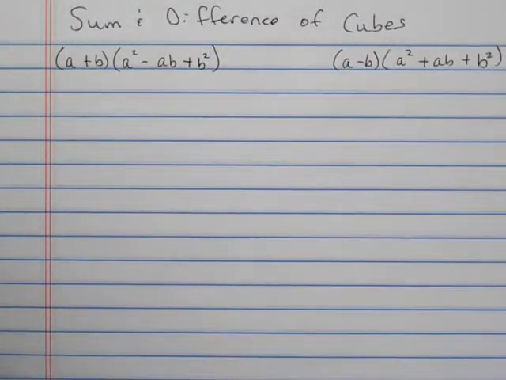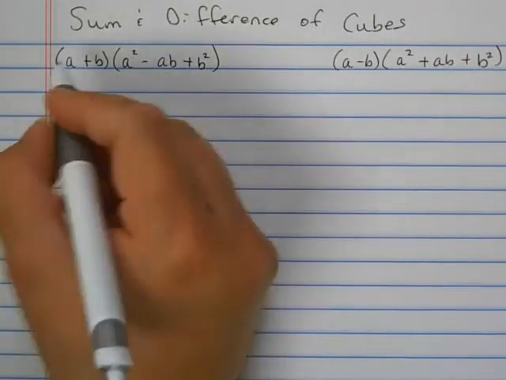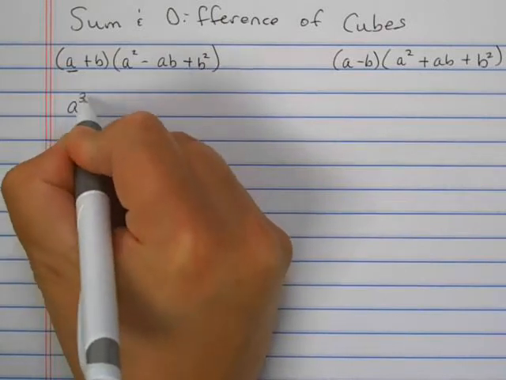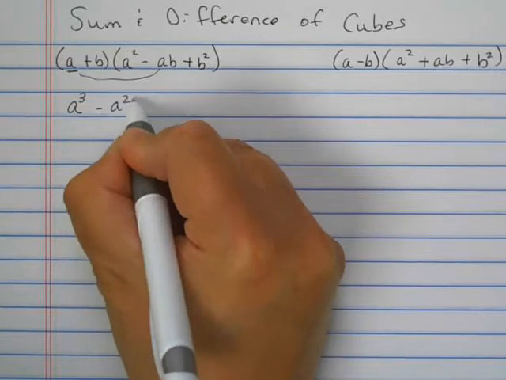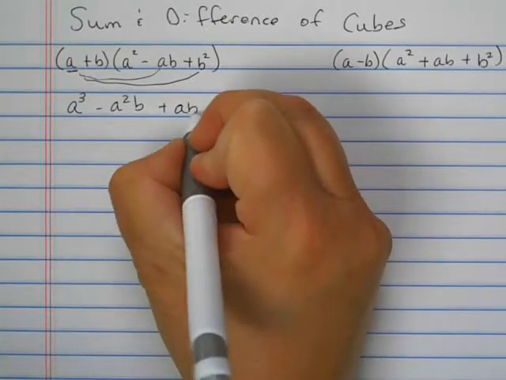So I'm going to start. I've got a binomial times a trinomial, and you can tell they look similar. But I'm going to start by multiplying this out. So I'm going to take a times every term over here. So I get a cubed minus a squared b plus ab squared.